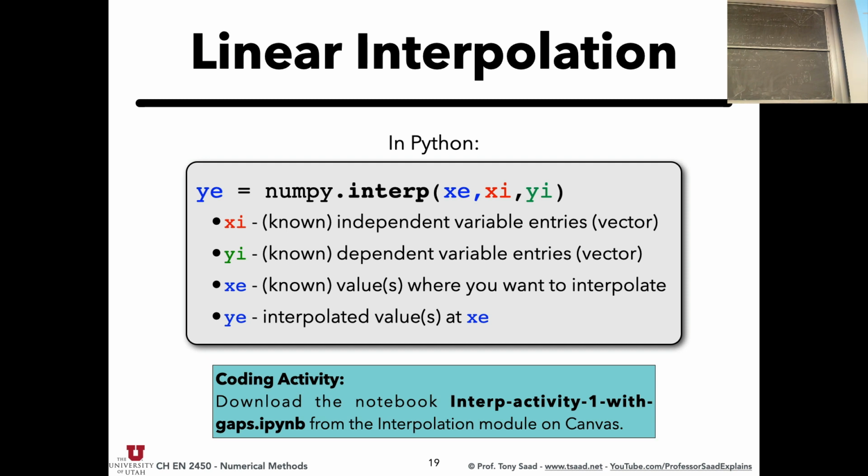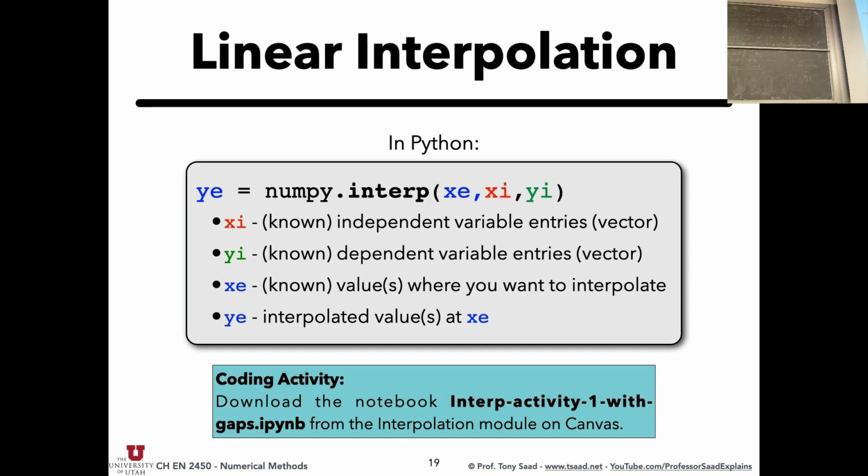Xe is the value where you want to interpolate. And it's also a user-provided value, right? I want to interpolate those data at 13.28 hours or 13.6 hours, okay? That's also an input to the function.